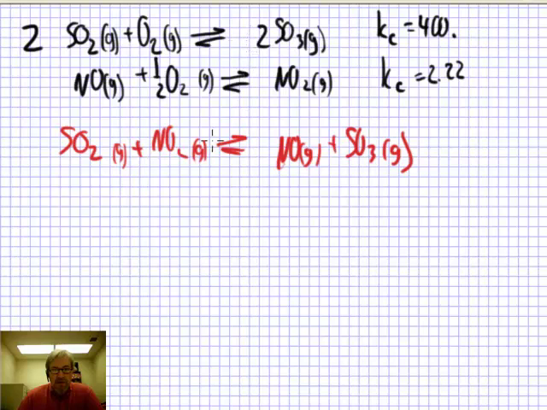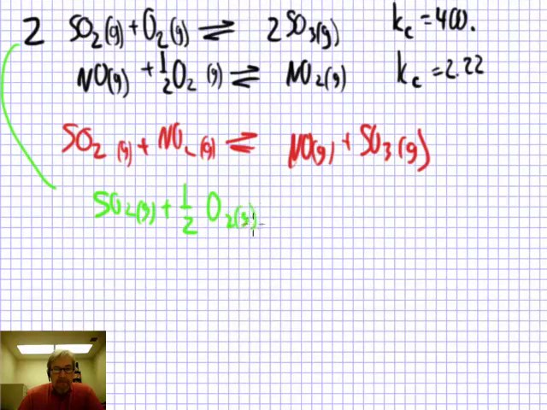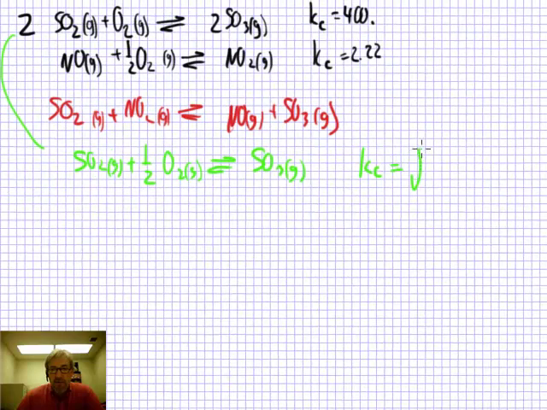So I'm going to take the first equation here and rewrite it as 1 SO2 gas plus 1/2 O2 gas in equilibrium with 1 SO3 gas. Since I've divided the coefficients by 2, I need to take the square root of the Kc value. So Kc for this reaction, as I've written it, is going to be the square root of 400, which is just 20.